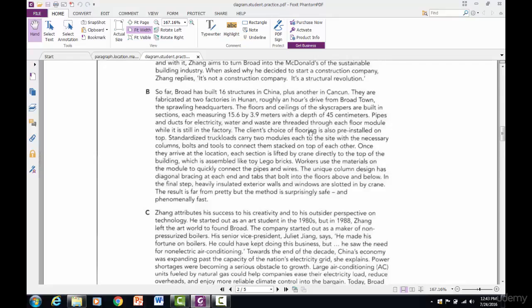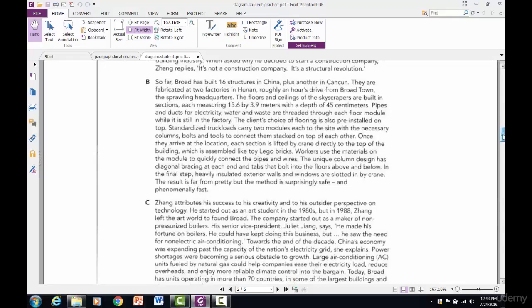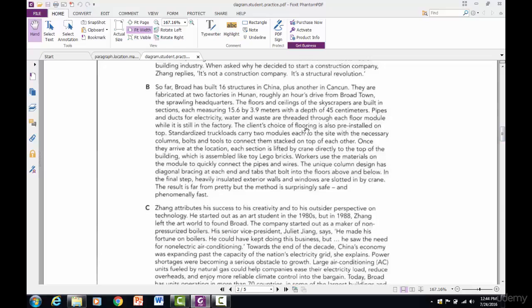All right, so the client's choice of flooring. So the correct answer is flooring. The client's choice of flooring.